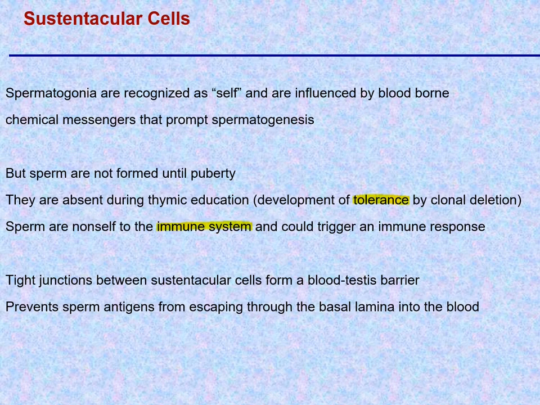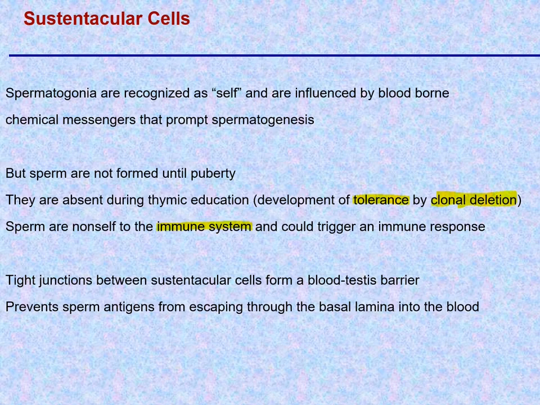Any T cell, and actually it also applies to B cells, any T cell or B cell that has the ability to react to self, in other words, has an antigen receptor on its surface that could react to self, is destroyed by clonal deletion. We discussed it just recently when we did the immune system. So you don't react to self, but you do react to non-self.